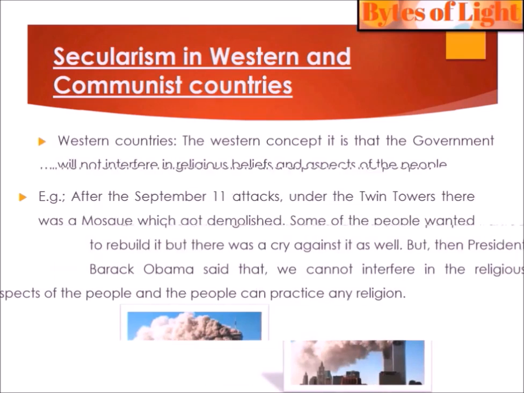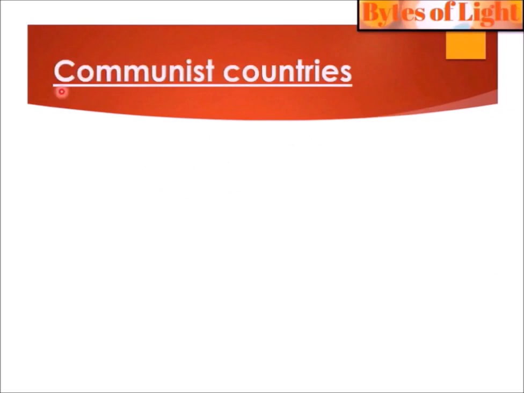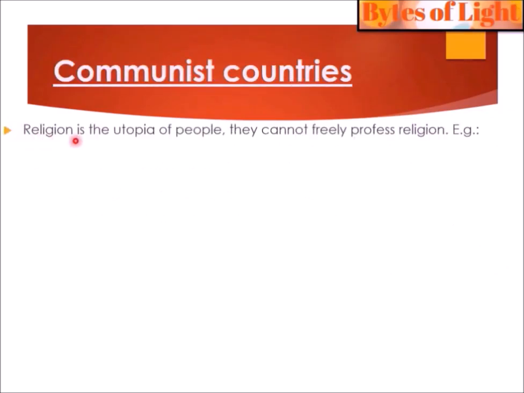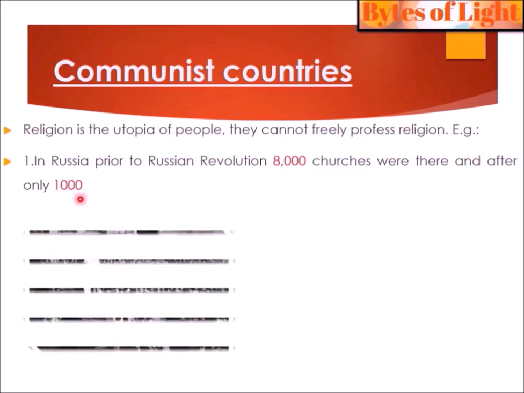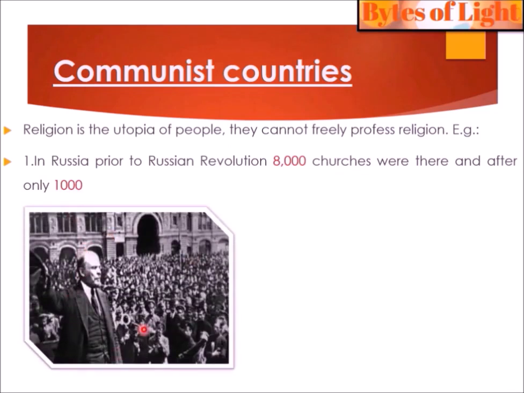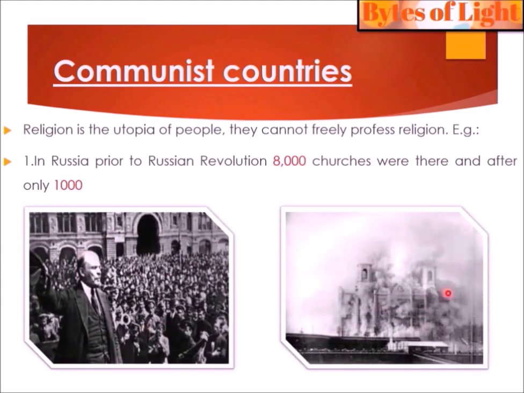Coming to the next point, that is in communist countries. In communist countries, religion is the utopia of the people, and there the people cannot freely profess the religion. Example, in Russia, prior to Russian Revolution, there were 8,000 churches, and after there were only 1,000 churches. These are the images of Russian Revolution and the church getting demolished.